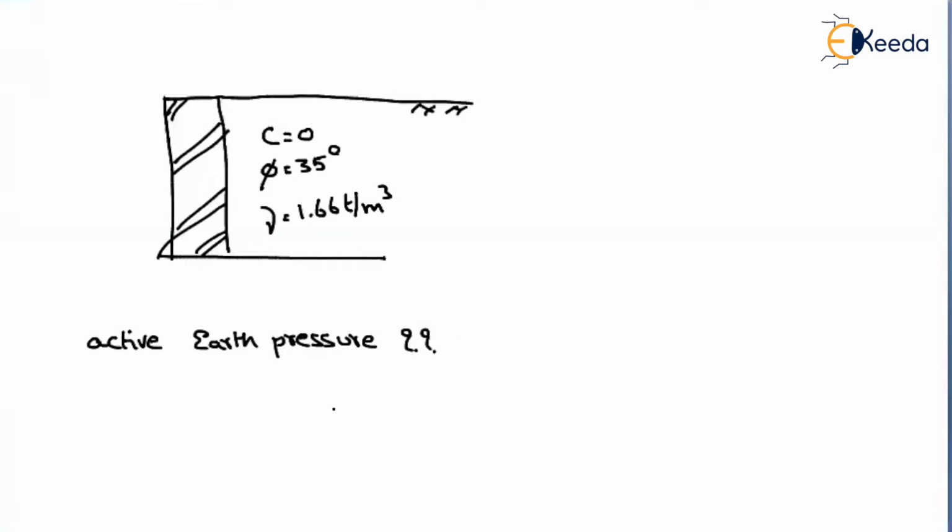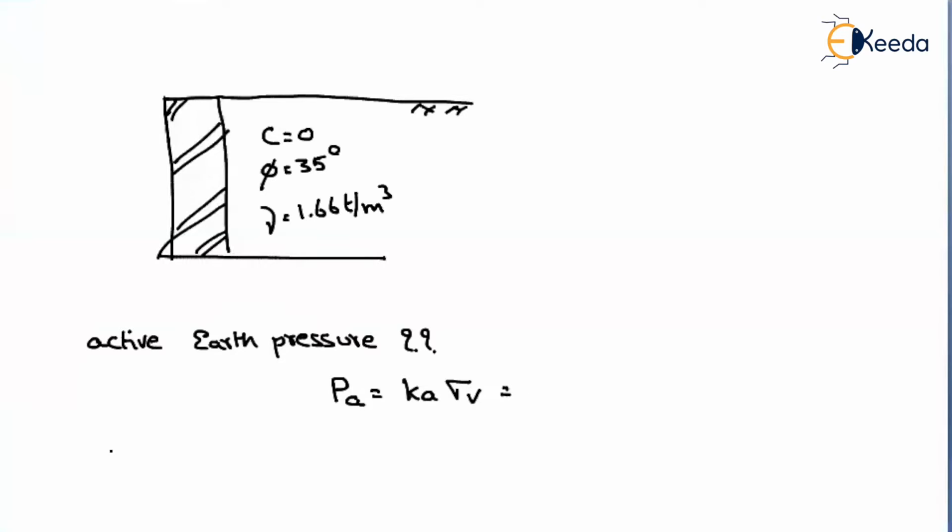Right? So what is the formula for finding active earth pressure? Now see, cohesive soil or cohesionless soil? C is equal to 0. That means it is a cohesionless soil. That means Rankine's theory is directly applied. Then what is the equation to find the active earth pressure? That will be equal to Ka into sigma V.